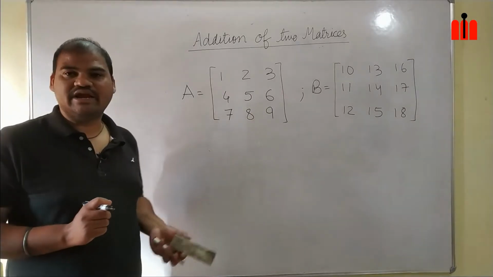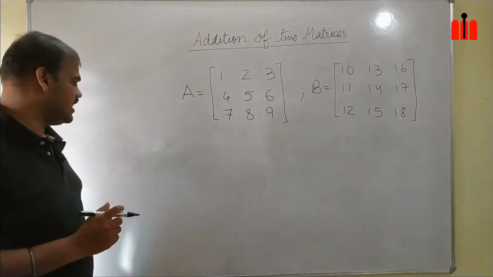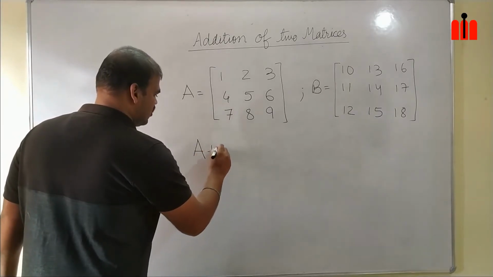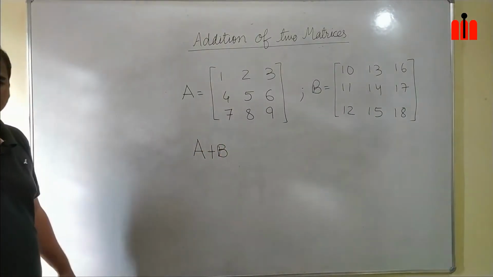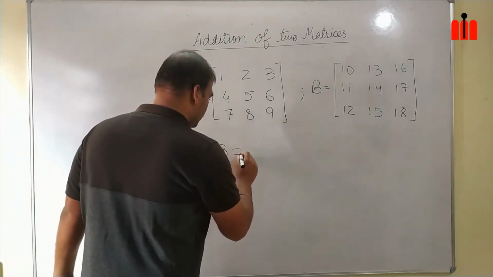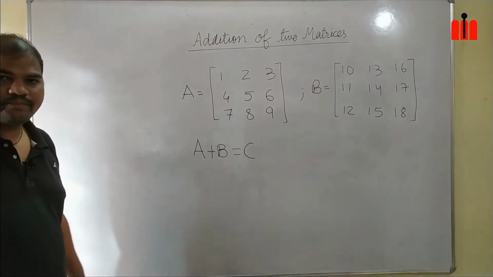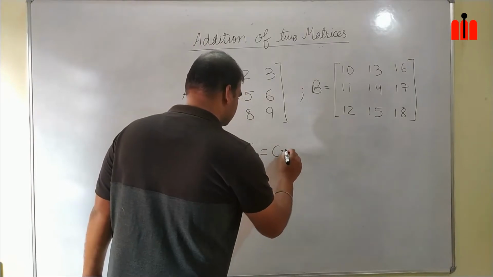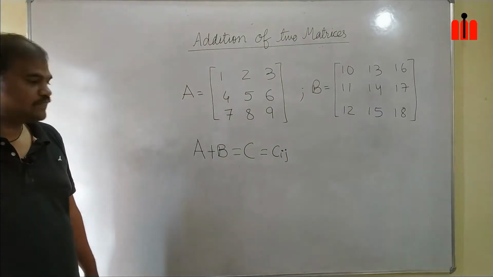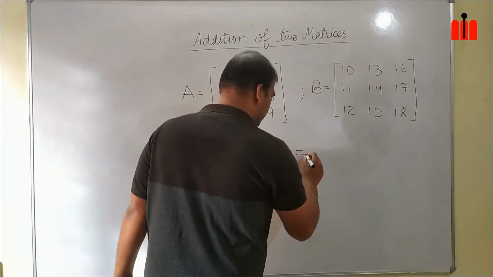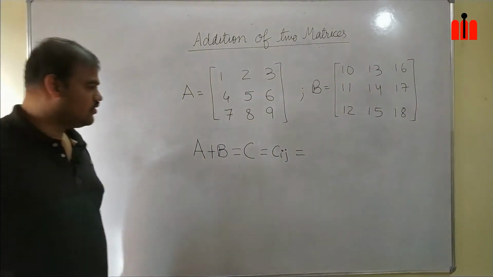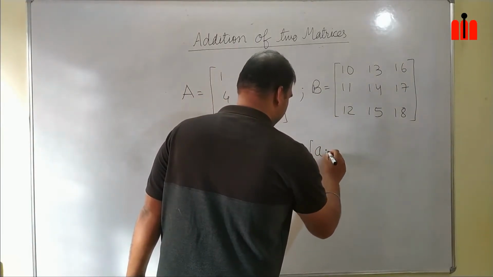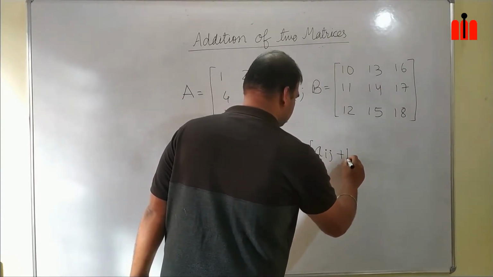Then how will that matrix be written? Let's see that. Once you perform the addition operation, it will be A plus B, and the result will be C. The elements of C can be written as Cij. These elements Cij will be equal to Aij plus Bij.